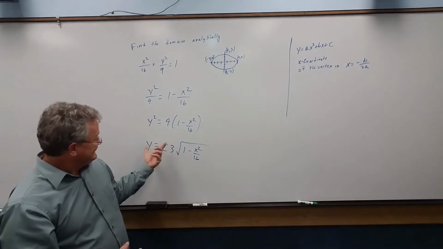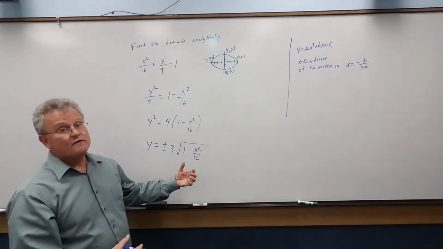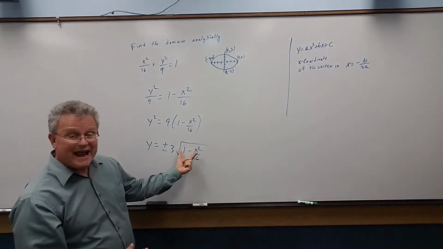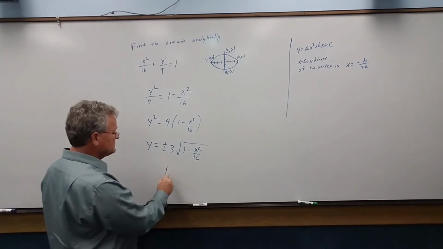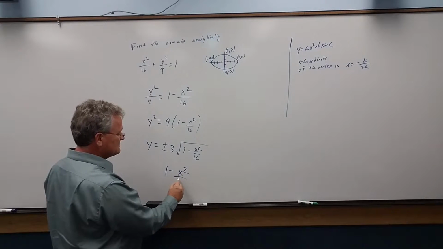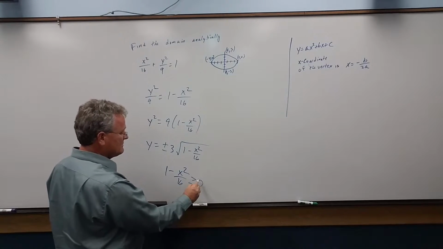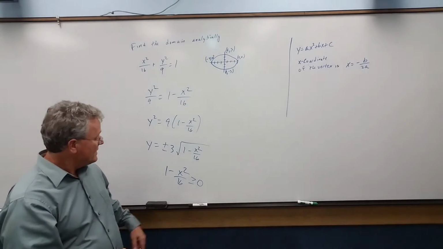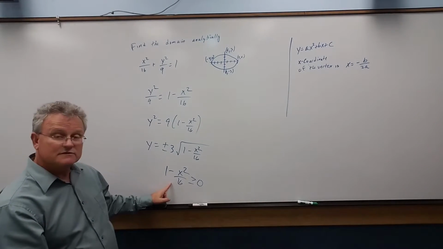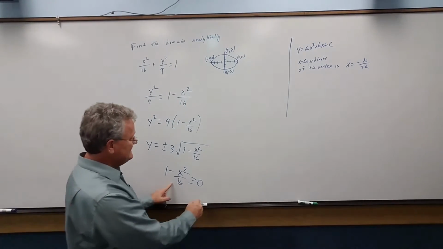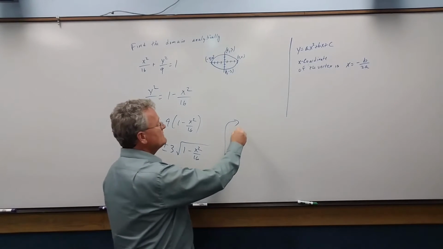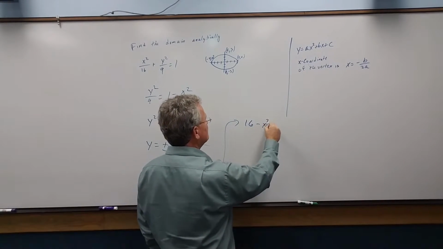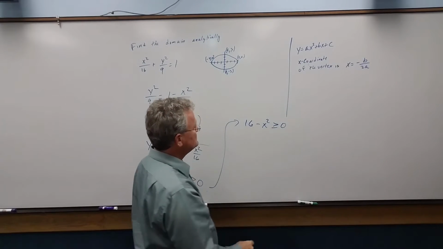Well, for square roots, we know to find the domain, whatever the radicand, whatever is under the square root, has to be greater than or equal to 0. So 1 minus x squared over 16 has to be greater than or equal to 0. If I multiply both sides of this inequality by 16, I get 16 minus x squared is greater than or equal to 0.